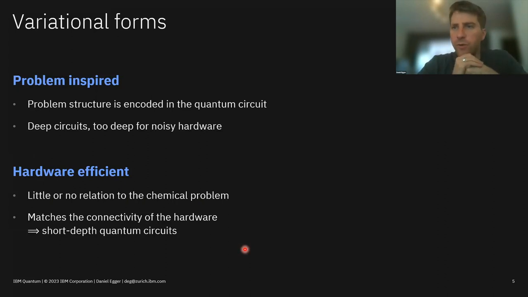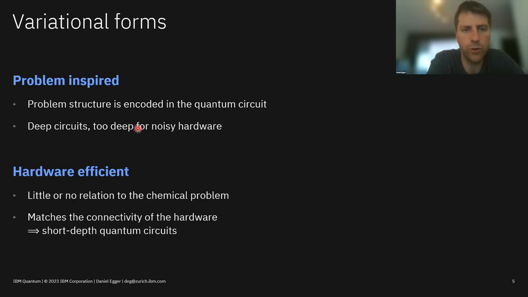We need a parameterized quantum circuit to run this VQE, and there are two approaches here. In one case, you can go with a problem-inspired ansatz, where you encode a certain structure of the problem into your quantum circuit. For instance, you could encode the excitations in the structure of the quantum circuit. This is, for instance, the unitary coupled cluster, single excitation and double excitation. If you try to encode this structure, you will see that the circuits become very deep, and in fact somewhat too deep for noisy hardware.